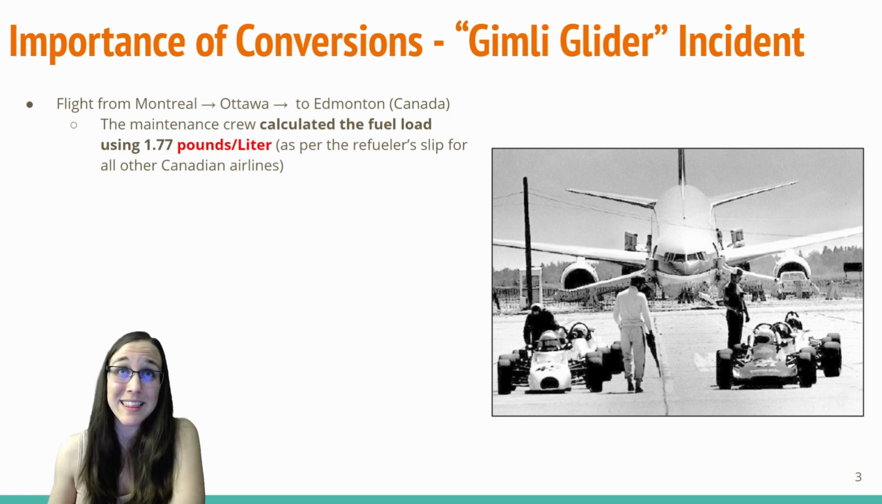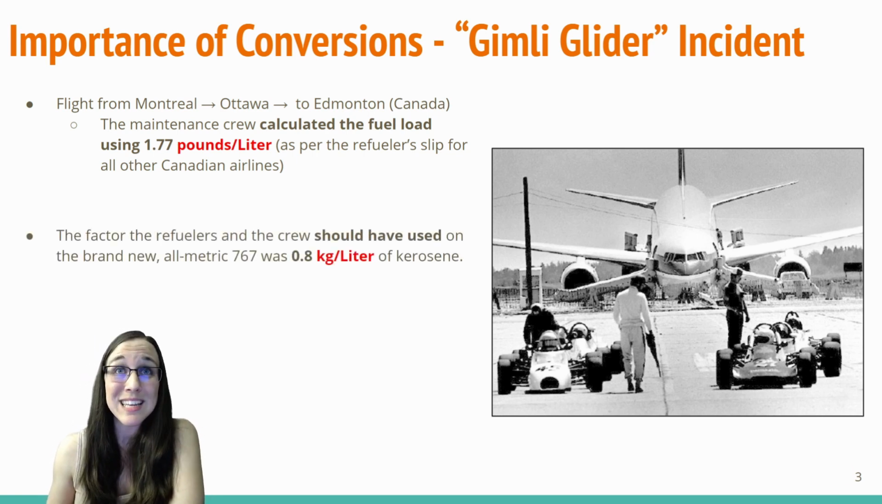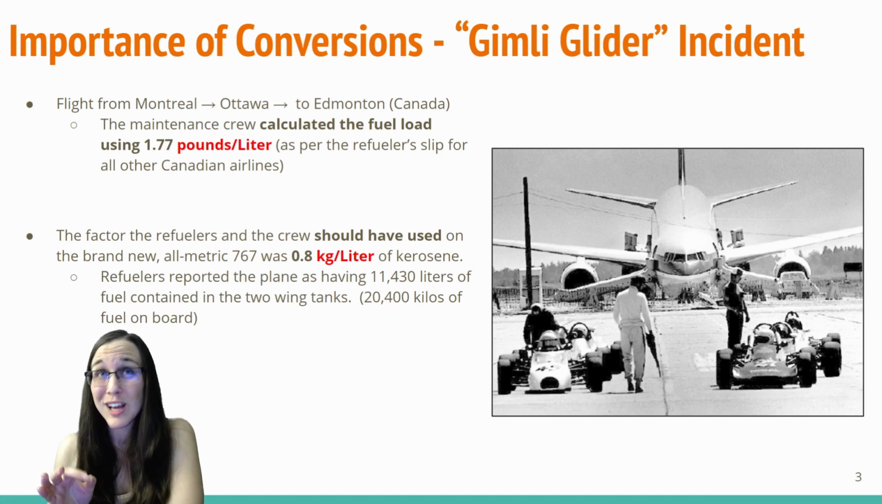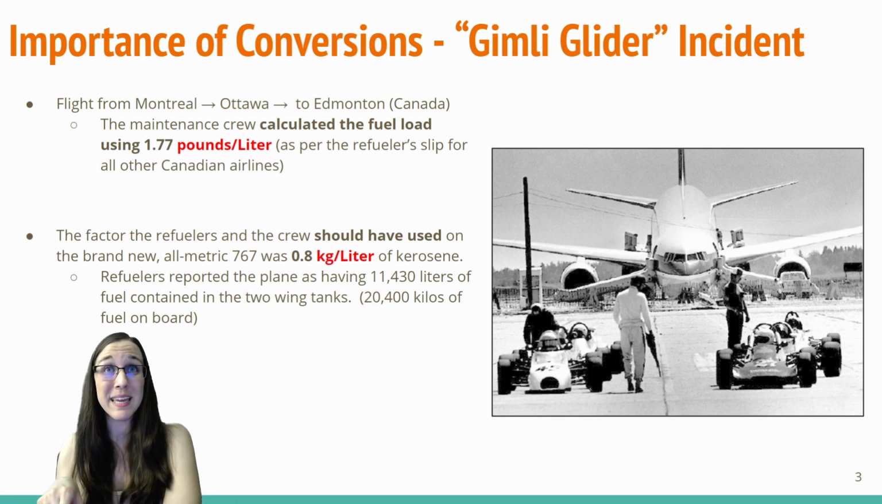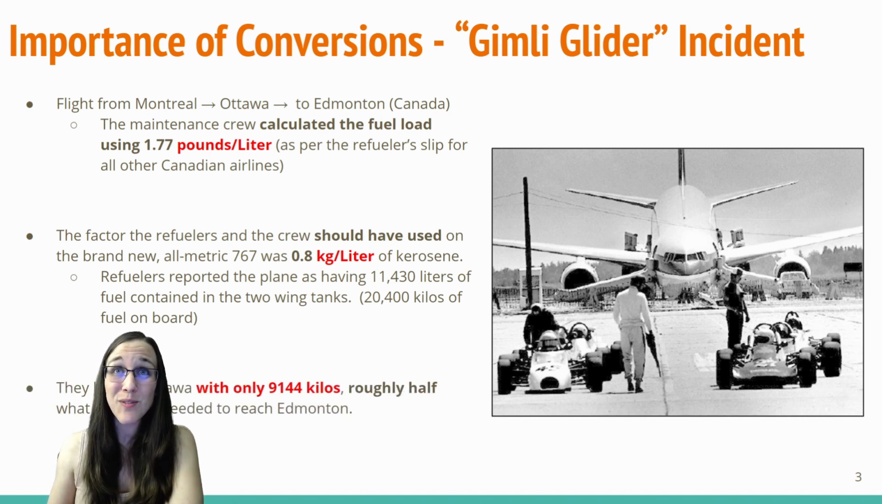It needs fuel to get there, and it needs a certain amount of fuel. These refueler people were calculating based off of pounds per liter. However, this specific plane needed to be calculated in terms of kilograms per liter. So that's a big difference. Overall, this plane needed about 20,000 kilos of fuel in order to make it from point A to point B. Instead, since they calculated based off of pounds per liter, they ended up with only about half of that, so around 9,000 kilos of fuel.